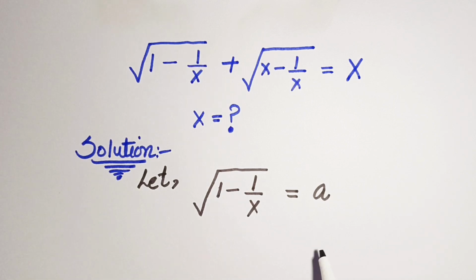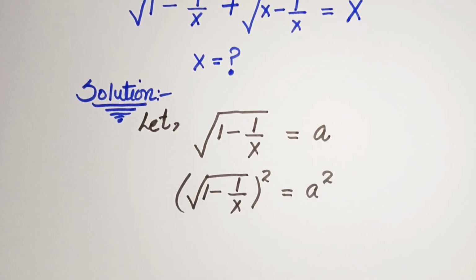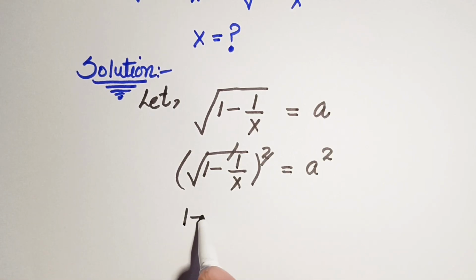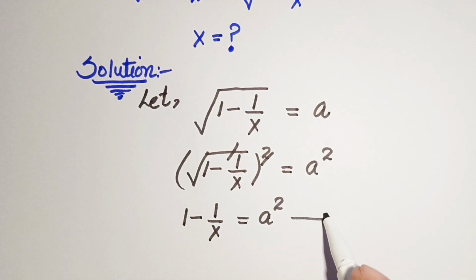So here if we take the square on both hand sides, then it will be the square root of 1 minus 1 over x, whole squared, is equal to a squared. So here this square root can be cancelled out with the square. We will get 1 minus 1 over x is equal to a squared. So it is our equation number 1.